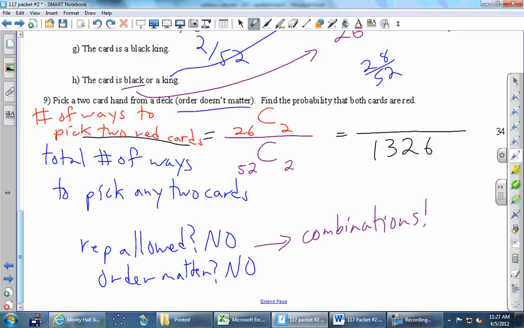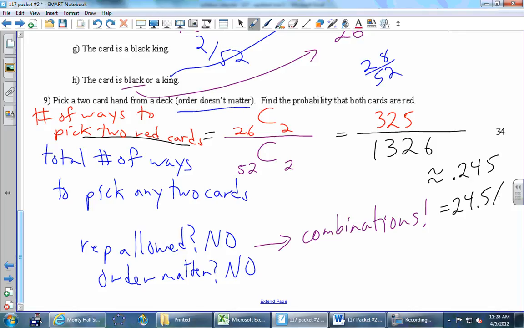Okay, what is 26C2 from the calculator? 325. So this is our fraction. If you want a probability, we can type that in and get a decimal. Somebody have a number for me? 0.245. So that's about 24.5%. Sure.